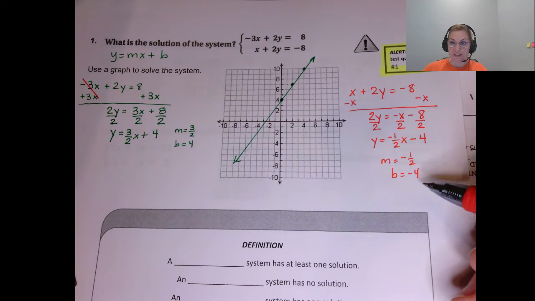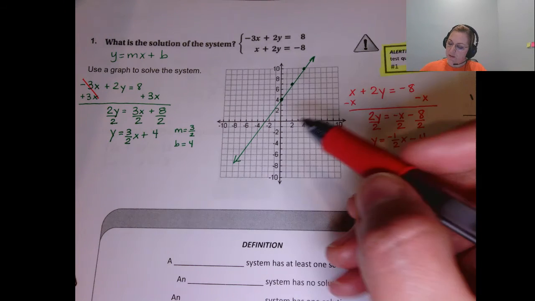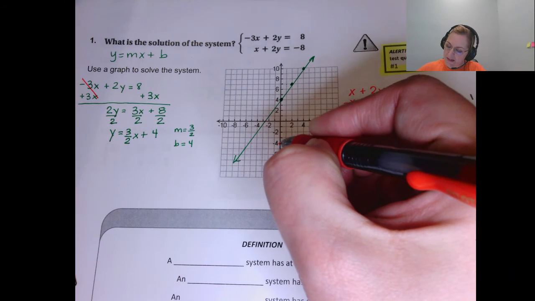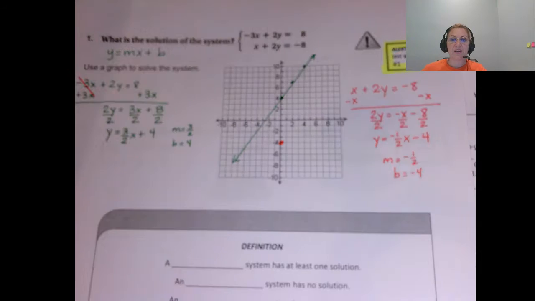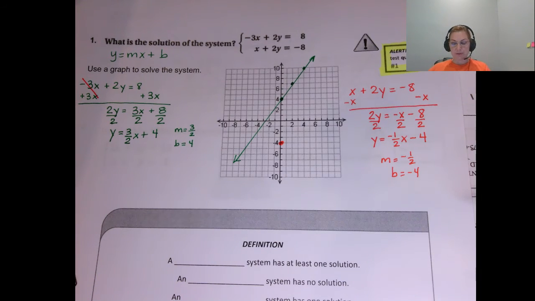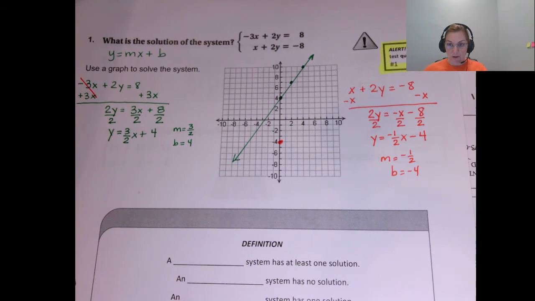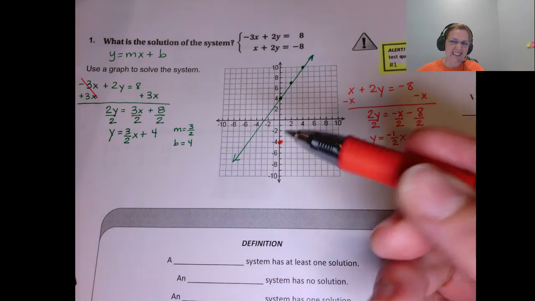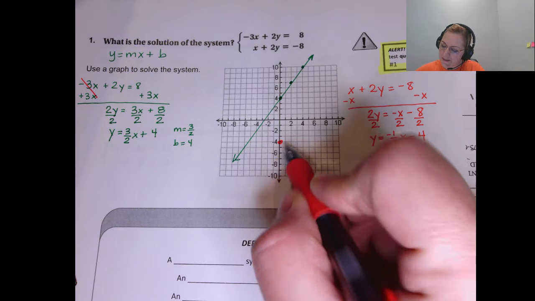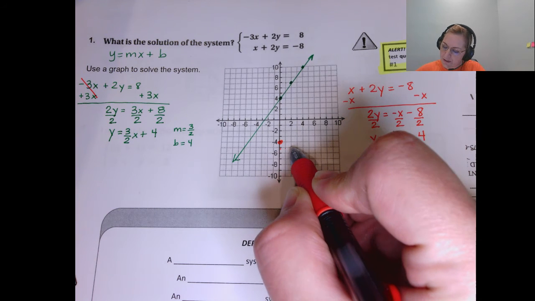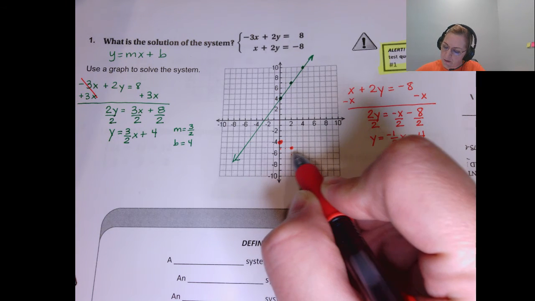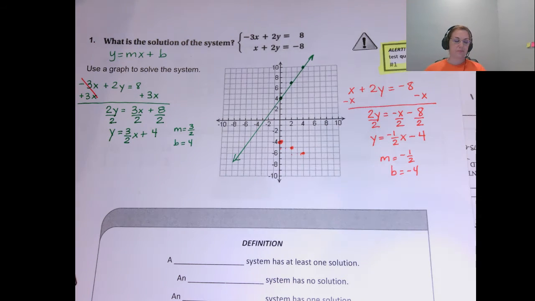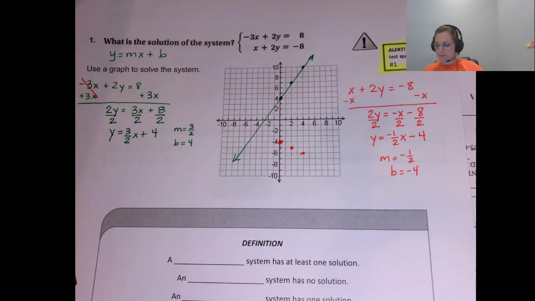Okay, where do we start? We start with the b. So we go on the y-axis, we put b as negative 4. And now we're going with the negative slope. So remember, negative slope means to go down and right or up and left. I like down and right, kind of makes me feel a little bit better. So down 1, right 2. Do it again, down 1, right 2. I just like to draw a stronger line. That's why I do 3 points there.